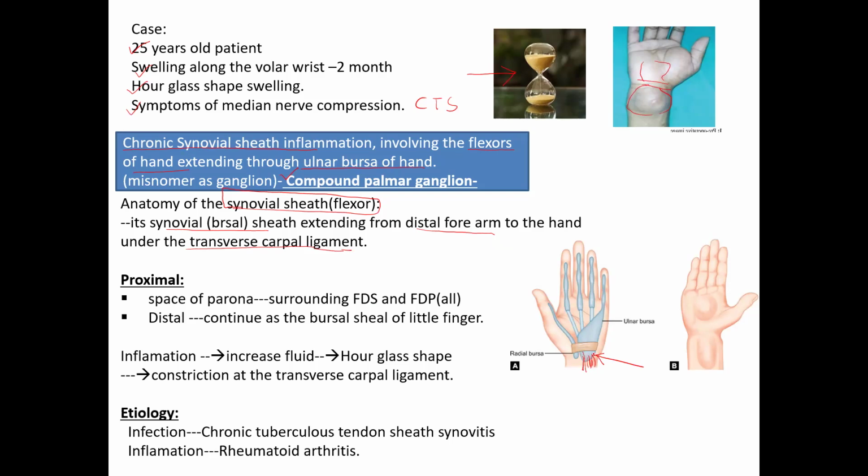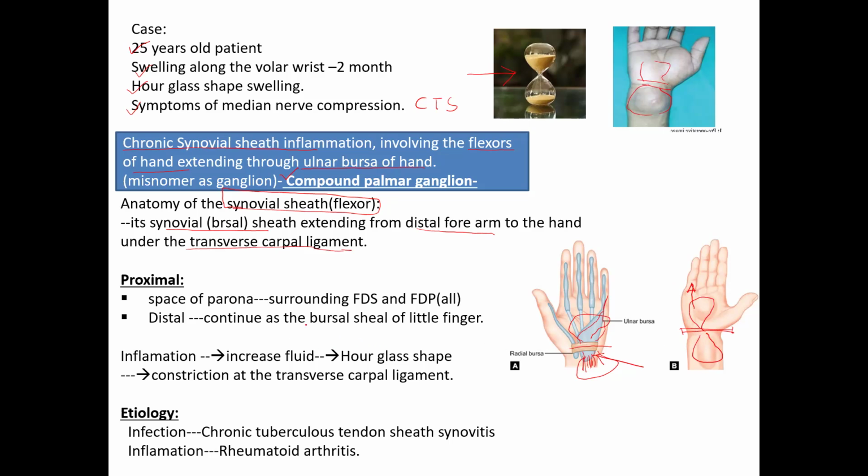So it starts here, and this is the transverse carpal ligament. Under this, it will go and continue as the ulnar bursa. So if any swelling is happening, it will happen here like this. This transverse carpal ligament acts as a constriction. So the swelling is like this. And it is directed more towards the ulnar side because it is in continuity with the ulnar bursa. So this is compound palmar ganglion.